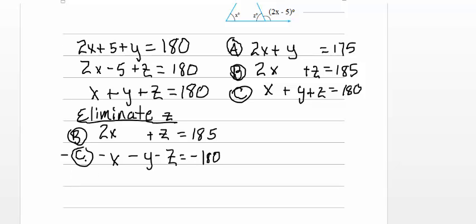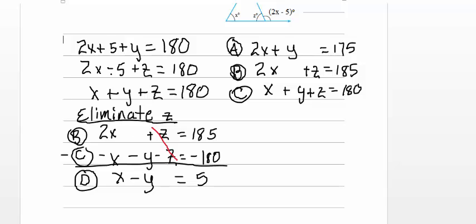And now I'm going to add. 2x minus x is x. I bring down the minus y, and z minus z is 0, and 185 minus 180 is 5. So this is my equation D. X minus y is equal to 5.